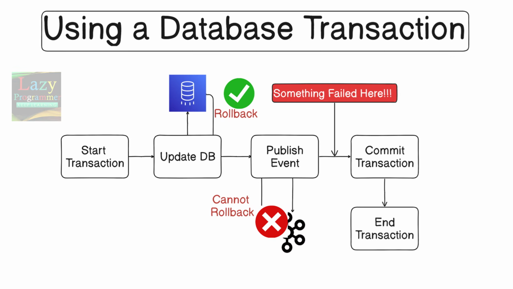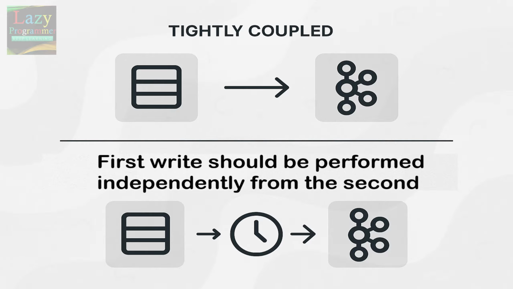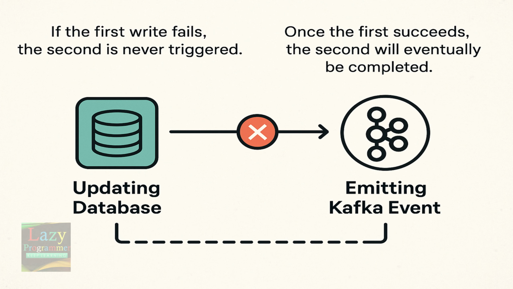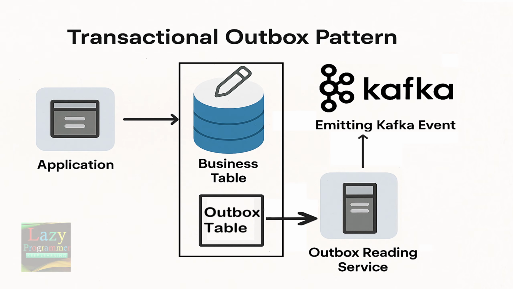If we look closely, both the actions are tightly coupled. We need to find a solution in which first write is performed independently from the second write. After the first write is complete, then the second write should be triggered independently. It can be a separate process that can retry the second part until it succeeds. Now, if the first write fails, the second is never triggered. And once first succeeds, the second will eventually be completed. This is exactly what the transactional outbox pattern is.